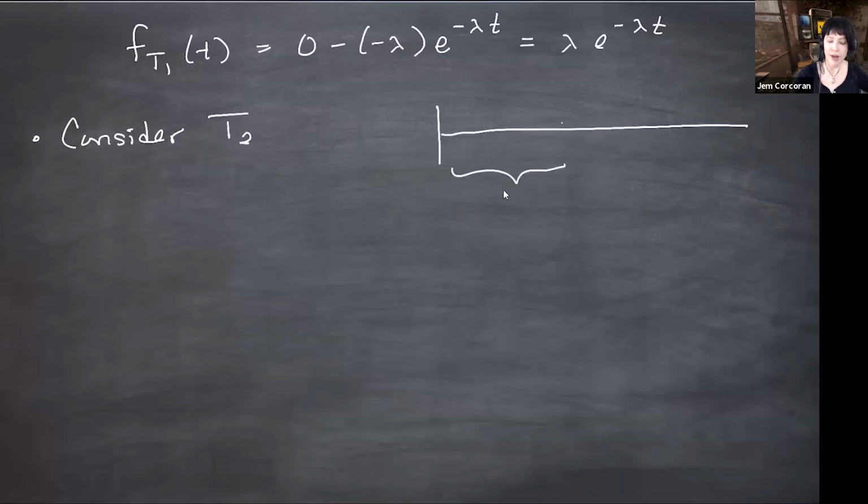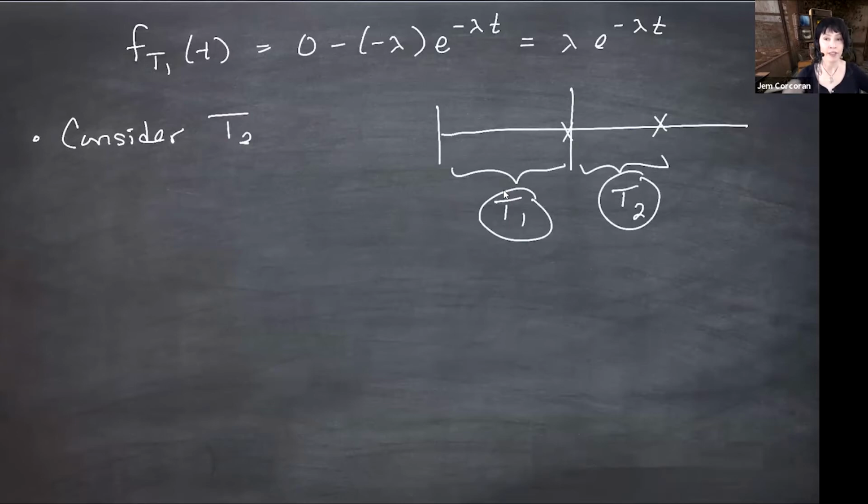So we have an arrival and another arrival. This is T1 and this is T2. T1 being the first inter-arrival time actually turned out to be the same thing as the first arrival time. But T2 is definitely not the time of the second arrival. The time of the second arrival is T1 plus T2. But I'm still going to take the same approach by looking at the tail probability, the probability that T2 is greater than t.